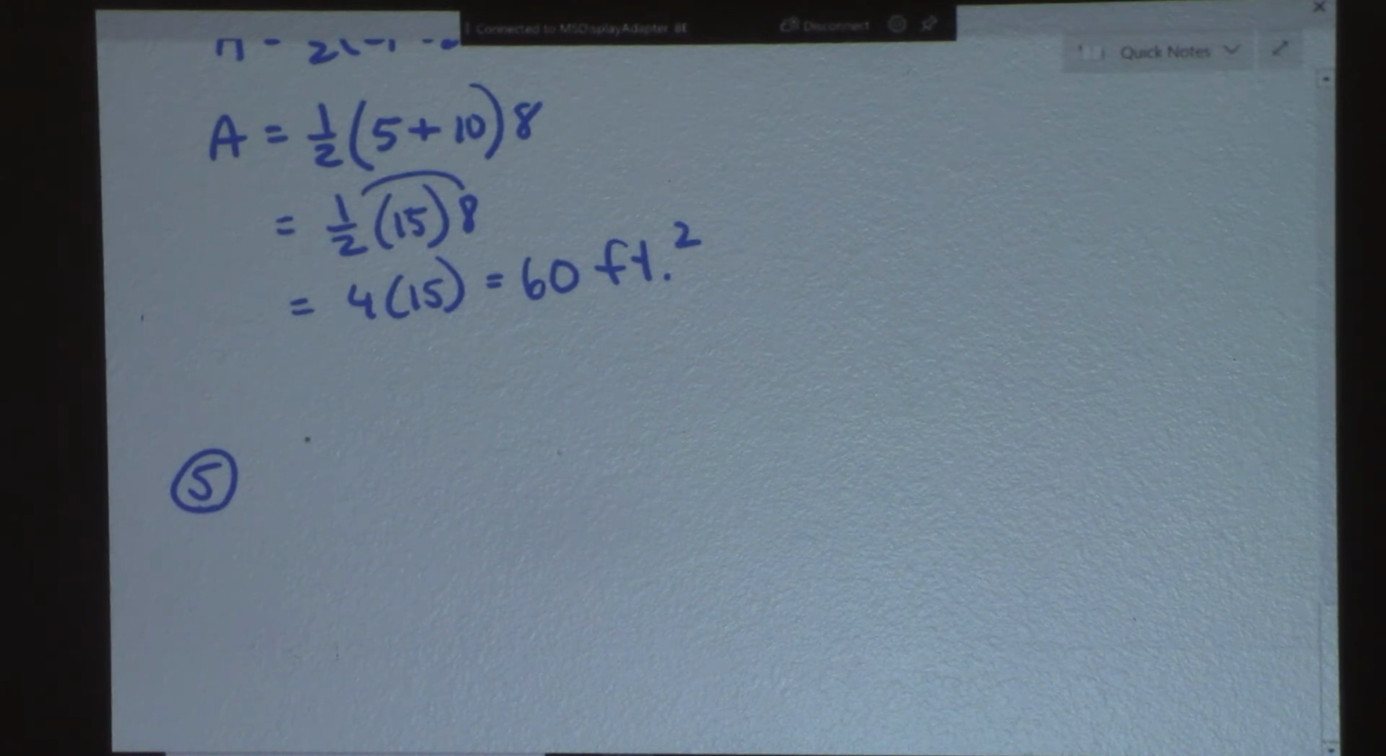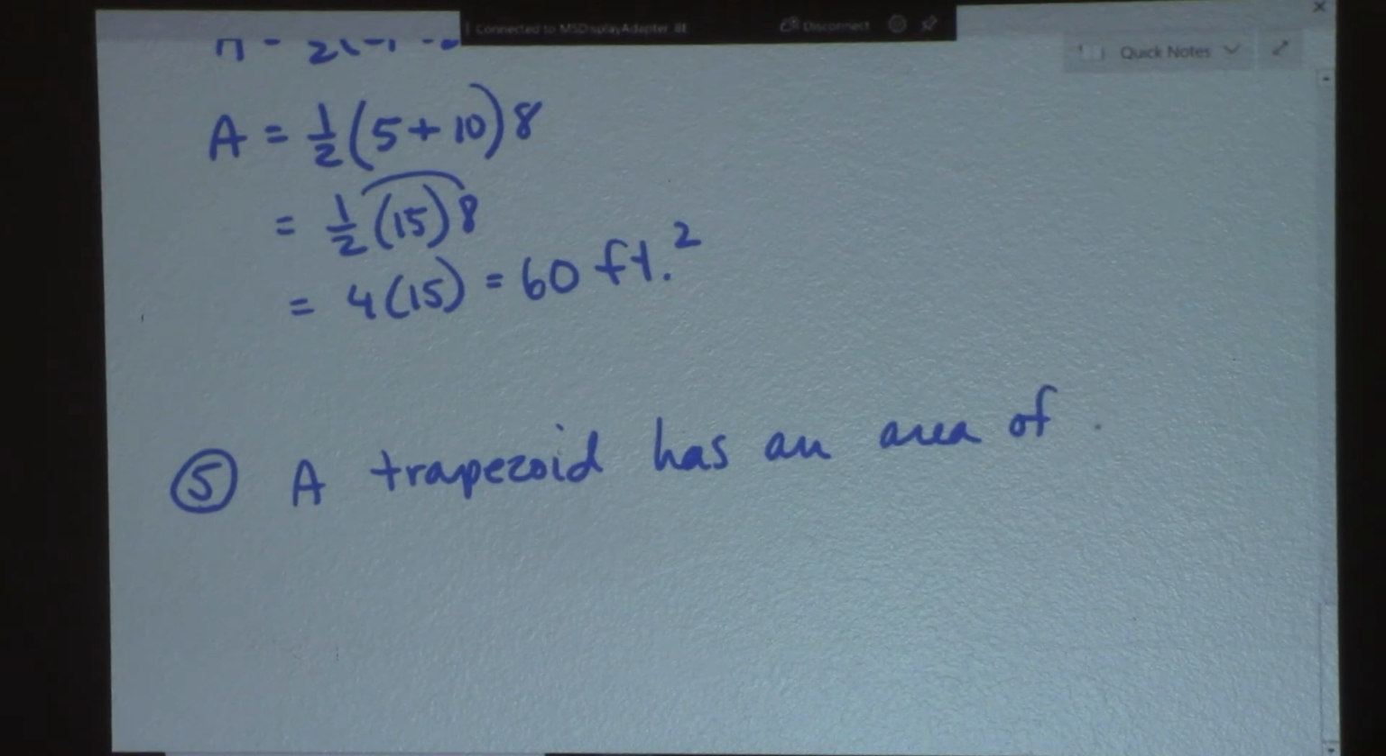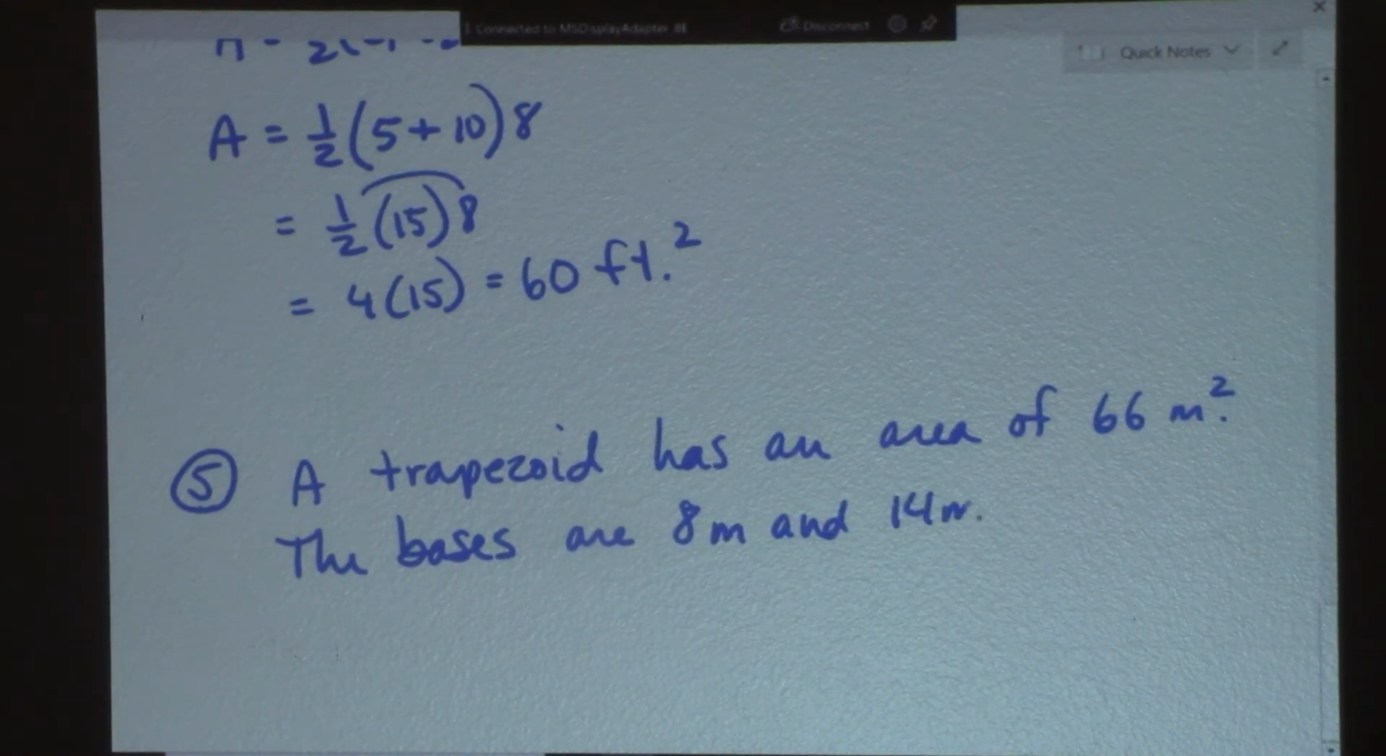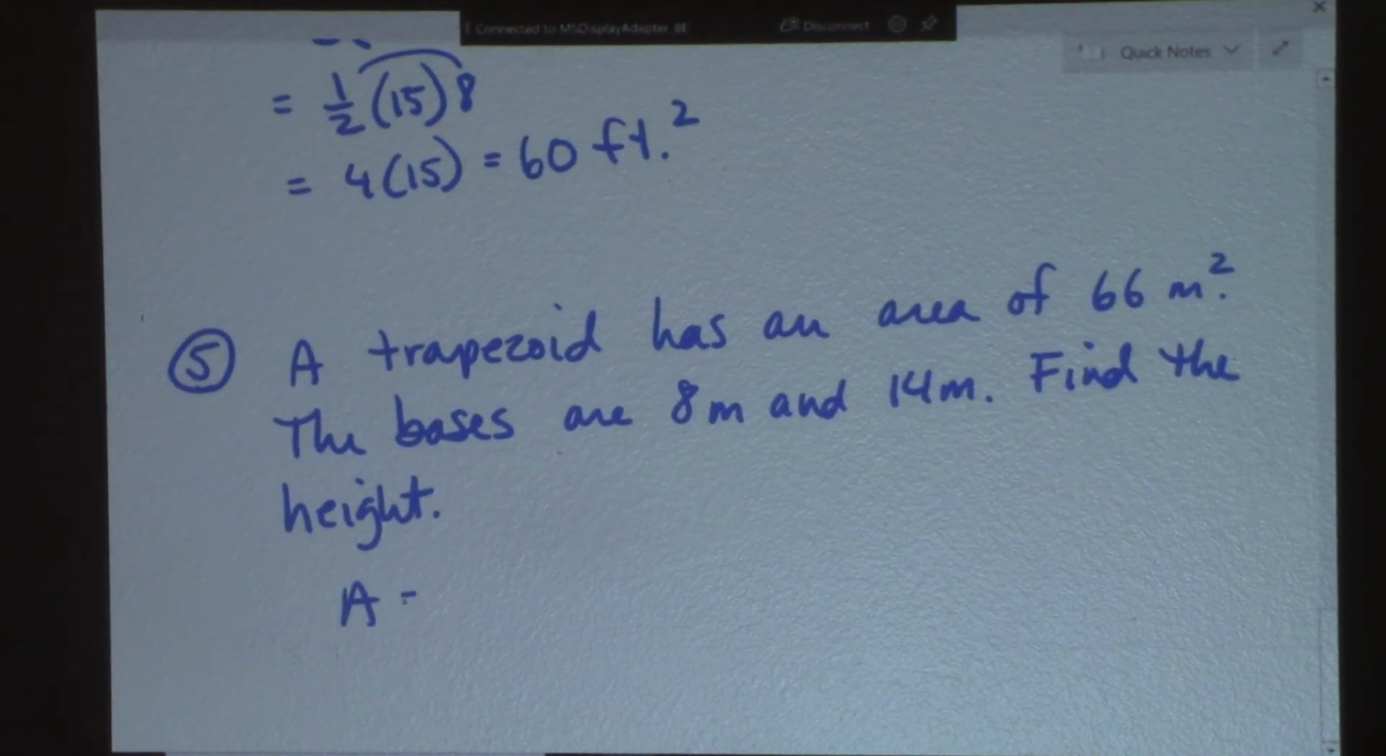And then number 5, a trapezoid has an area of 66 meters squared. The bases are 8 meters and 14 meters. Find the height. Okay, so I have the area already. I'm still going to use my equation. I'm just not going to solve for the area. I'm going to solve for the height.